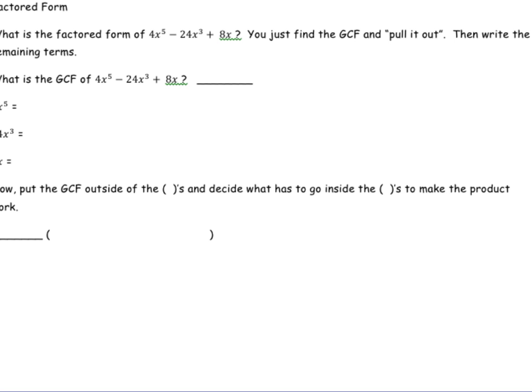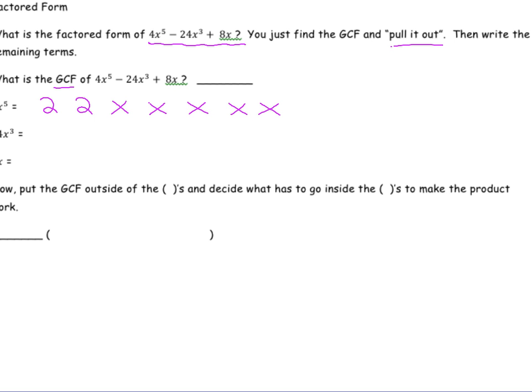Here it says, what is the factored form of the expression. It says you just find the greatest common factor and pull it out. Then write the remaining terms. So same idea like we did a second ago. We're going to figure out what our greatest common factor is. So for the 4x to the 5th, we have 2 times 2, and then we'll have 5 x's. 3, 4, 5.